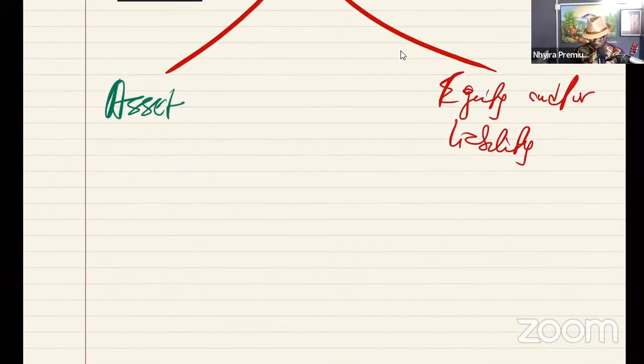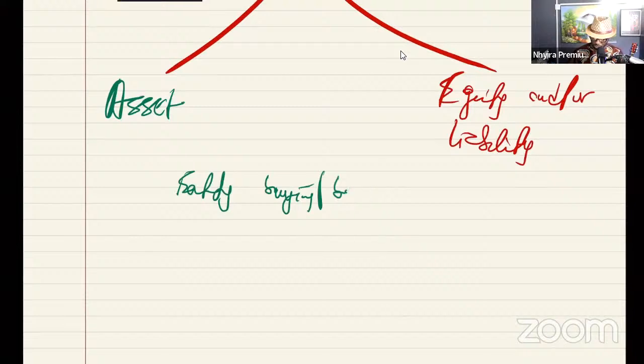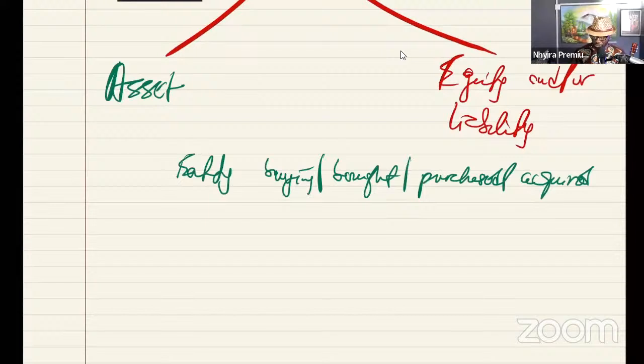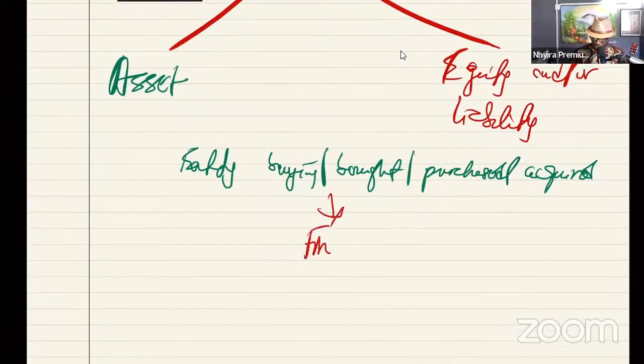So broadly, we made mention of the fact that there is a key question that we need to ask ourselves, and there are certain words that we need to pay attention to. If in the question we are told that the entity is buying, or the entity bought, or purchased, or acquired, whatever words the examiner uses, it means that we are going to deal with financial assets. As far as we are the ones buying, purchasing, acquiring, we're going to be dealing with a financial asset.